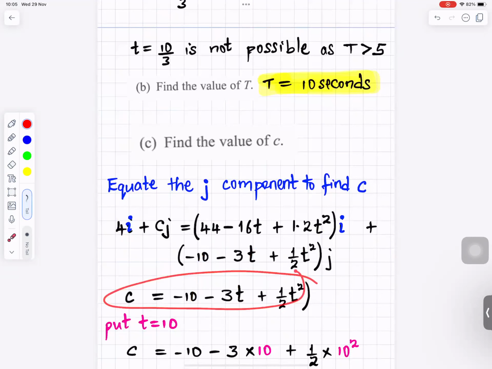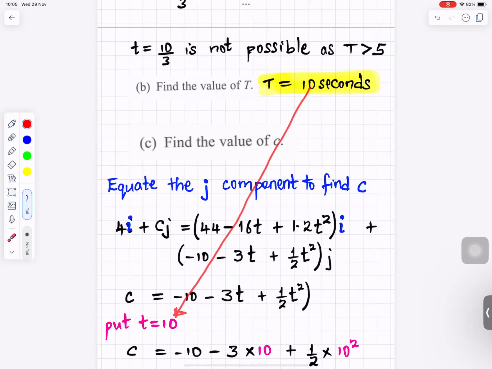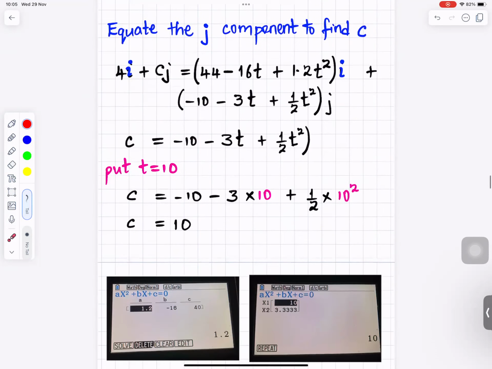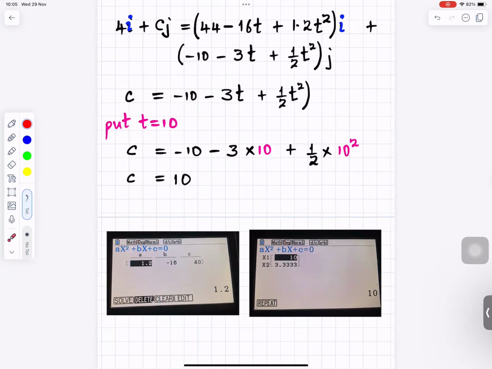So equate these two. But we know t equals 10 from part b, from the part above. So replace t with 10. Put that in your calculator. You will get c to be 10. And I've got a picture here of where you put it in the calculator. If you want to solve that quadratic, put that in the calculator, and you get t to be 10.